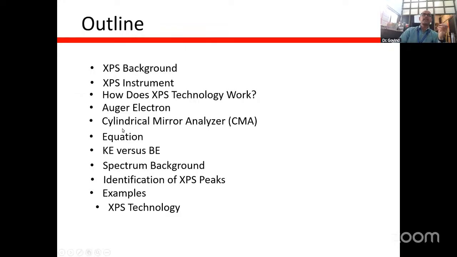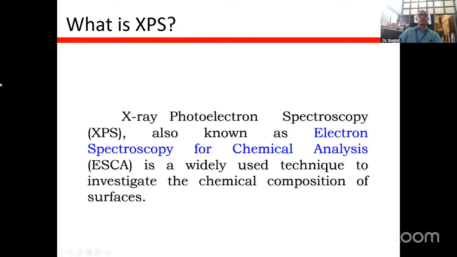Then there is a cylindrical mirror analyzer where the actual analysis takes place. That's the analyzer. Then the equation, kinetic energy versus binding energy, spectral background, how to interpret that, then identification of the peaks, and some examples I will explain so that you will find these kinds of spectroscopy techniques more accessible.